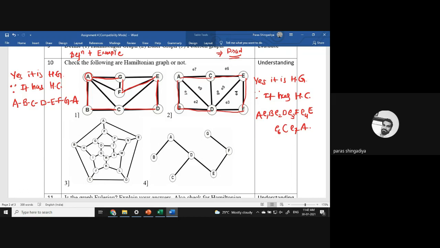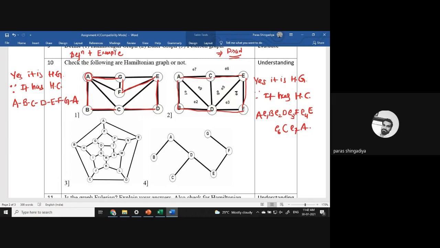Now what about the third graph? Just verify it again. It is a Hamiltonian graph. Start with any vertex and move in any direction. You can easily cover every vertex exactly one time. Just check it again. The third graph is also a Hamiltonian graph. Try it, otherwise we'll discuss. Just practice.